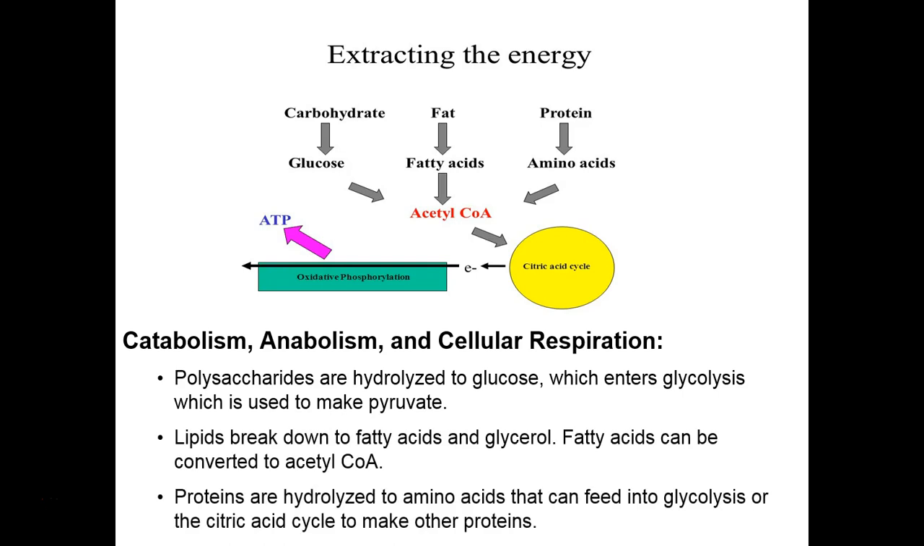Last lecture we focused on the oxidation and reduction of glucose to make ATP. But lipids can break down to form acetyl coenzyme A, which can directly go into the citric acid cycle, while proteins can be broken down to amino acids that can be used in glycolysis or the citric acid cycle.